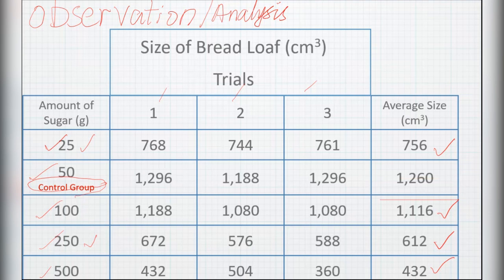50 to 100, 1260 went down to 1116. 250 went down, further decreased. Right? What are you going to do now?